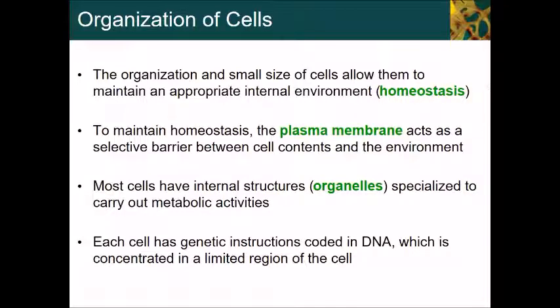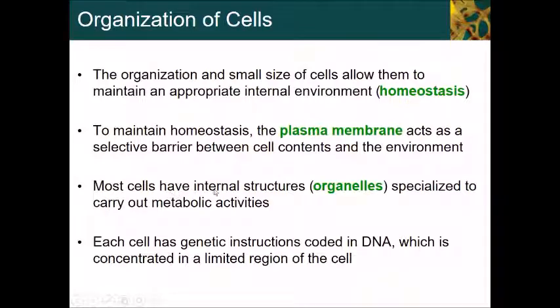So, organization of cells. The organization and small size of cells allow them to maintain the internal environment, also known as homeostasis. To maintain the internal environment, the plasma membrane acts as a selective barrier between the cell contents and the environment. Okay, we have a barrier here.